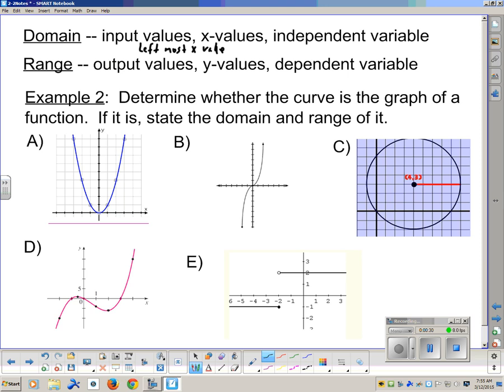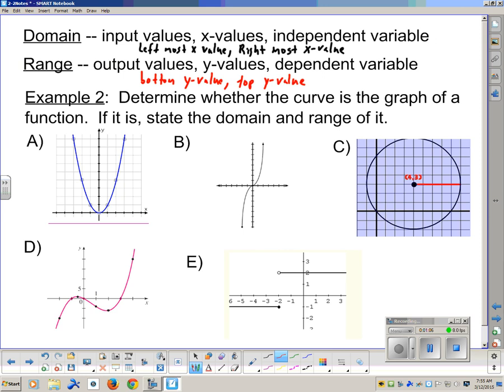and then the rightmost x value. And then to figure out the range, you want to look at your bottom y value and you want to look at your top y value. And so the range there is your output values, your y values, your dependent variable.